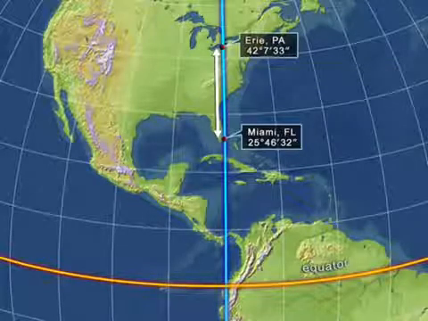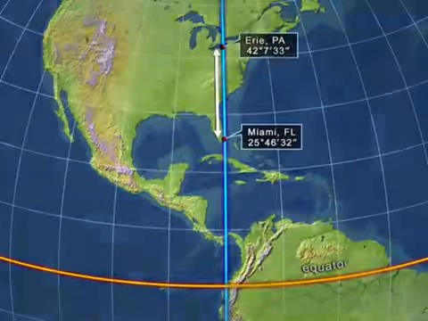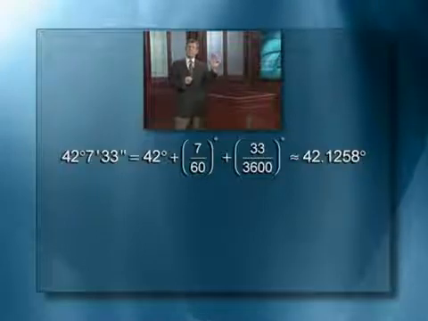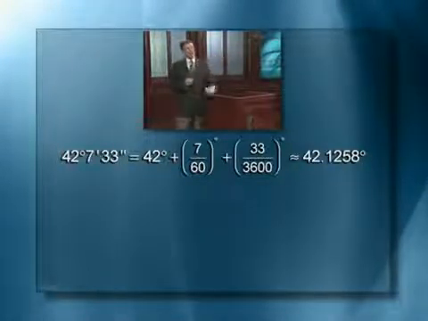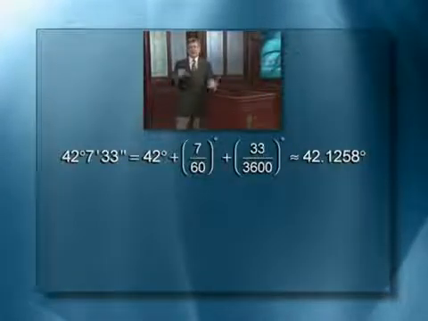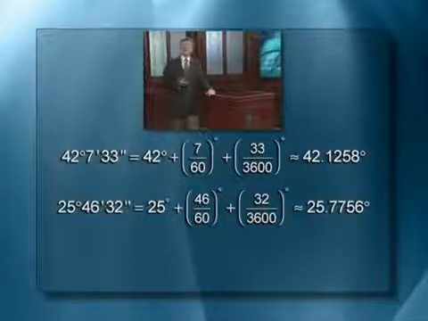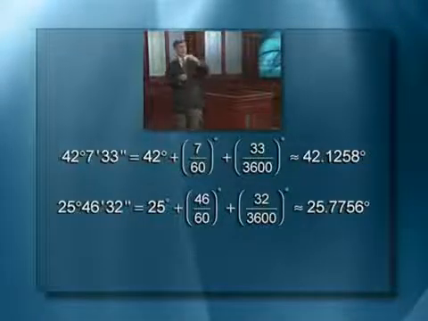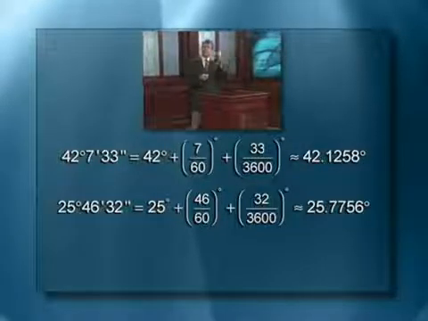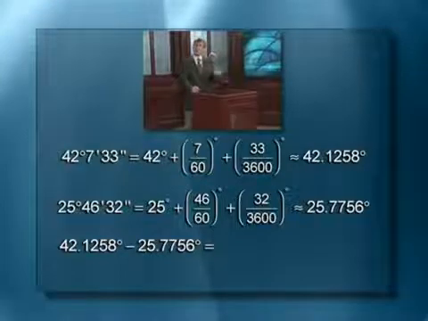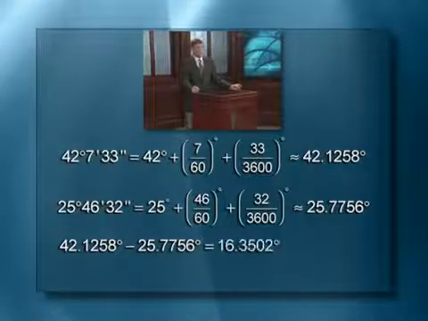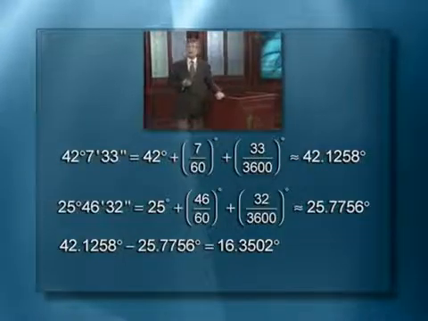Well, let's figure it out. Let's first convert each of these measurements to degrees. And you do it the same way we did before. 42 degrees plus 7 minutes plus 33 seconds turns out to be 42 degrees 0.1258 approximately. That's how many degrees it is. And the other conversion is about 25.7756 degrees. So that's the degree measure of the angles that these cities make with the center of the Earth. What's the difference between the angles? Well, you subtract them. And if you subtract these two angles, you get about 16.3502 degrees. So that's the degree difference between Erie and Miami if you have the angle starting at the center of the Earth and going out to those two cities.